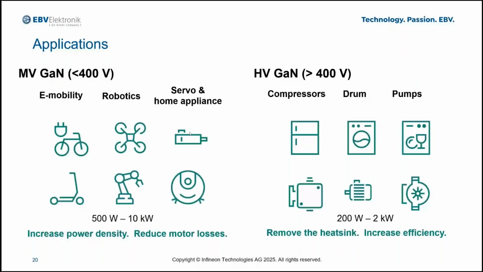So let's have a look in detail at the applications. For medium voltage GaN, medium voltage we consider anything below 400 volt, and high voltage anything above. So you can see e-mobility, robotics, and servo plus home appliances, and a power range which can reach up to 10 kilowatt because we're talking about low voltage here. Whereas for high voltage GaN, we have compressors, drums, pumps, which can be found in many markets, not only industrial but also consumer markets. But here the power would be more limited, maximum 2 kilowatt.